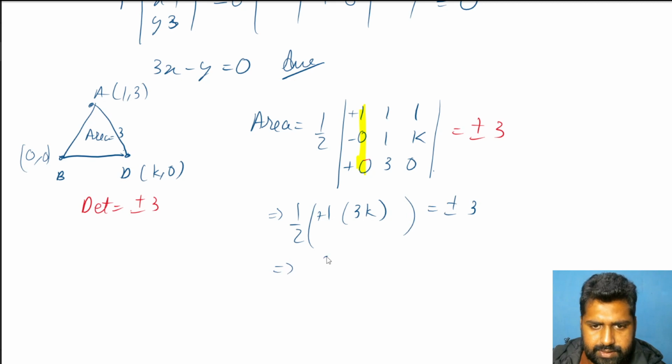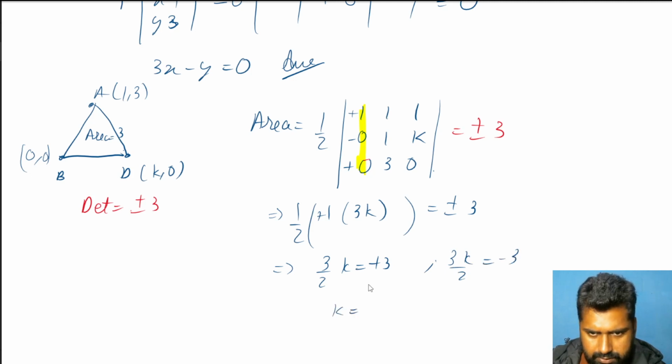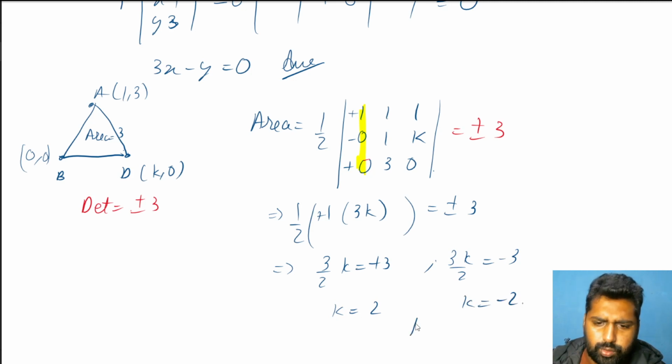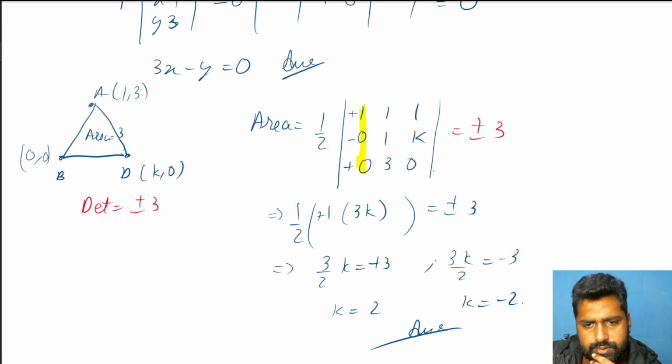Okay. So basically 3k by 2, you have to solve it for plus 3, and 3k by 2, you have to solve for minus 3. So k is coming 2, or k is here coming minus 2. So both are correct answers. For this, both plus and minus k can be the answer, plus 2 or minus 2.